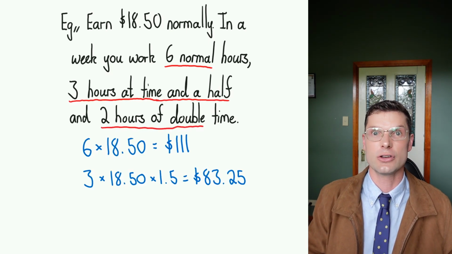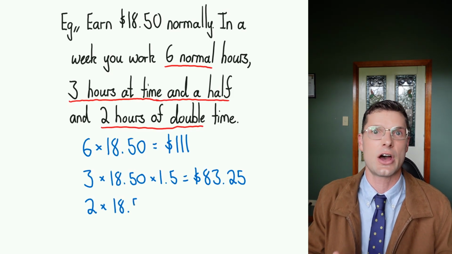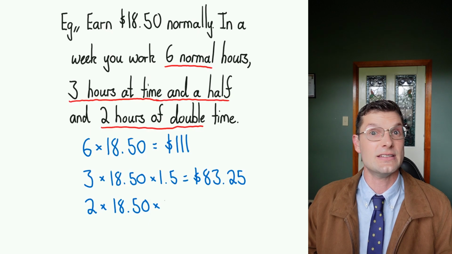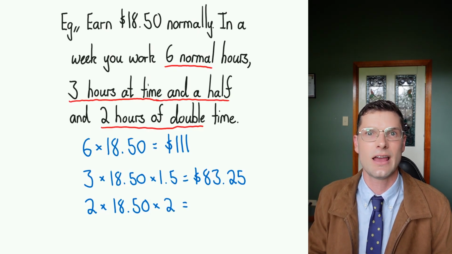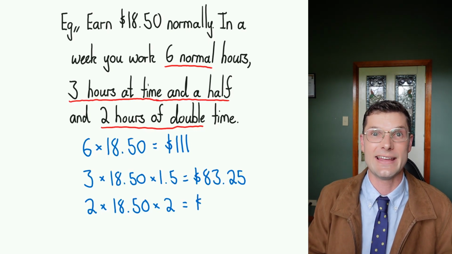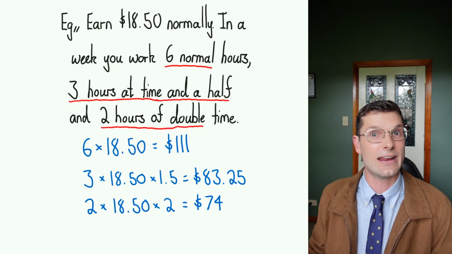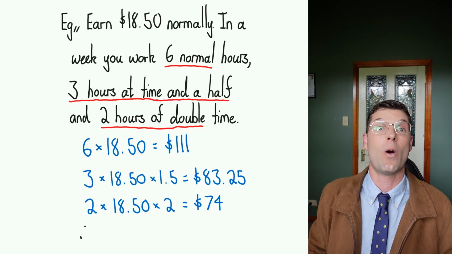Finally, this last one, we've got 2 hours at double time. So 2 times $18.50, the 2 hours times my wage, multiplied by my incentive boost, or times 2 again. So really, I'm doing $18.50 times 4 to get my final answer. This is equal to $74. And again, you can see that that's a lot closer to 83, even though I'm working 1 hour less.